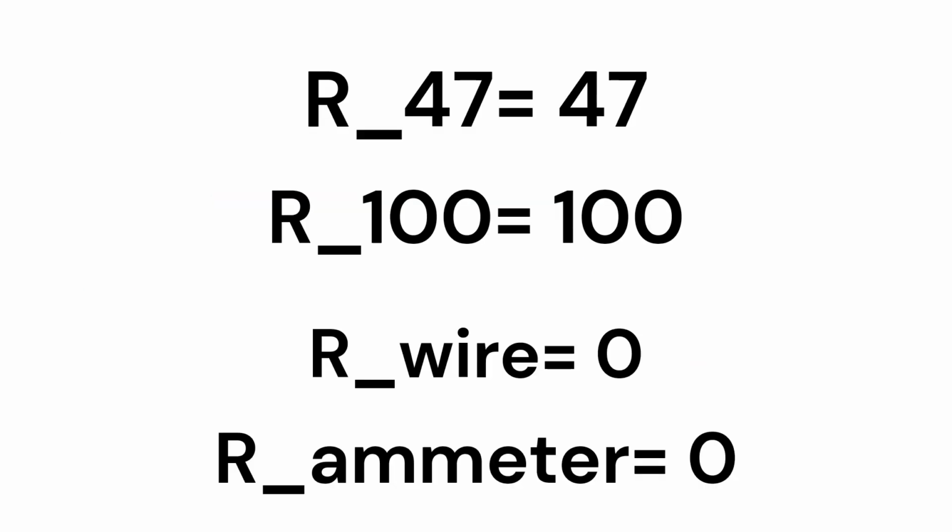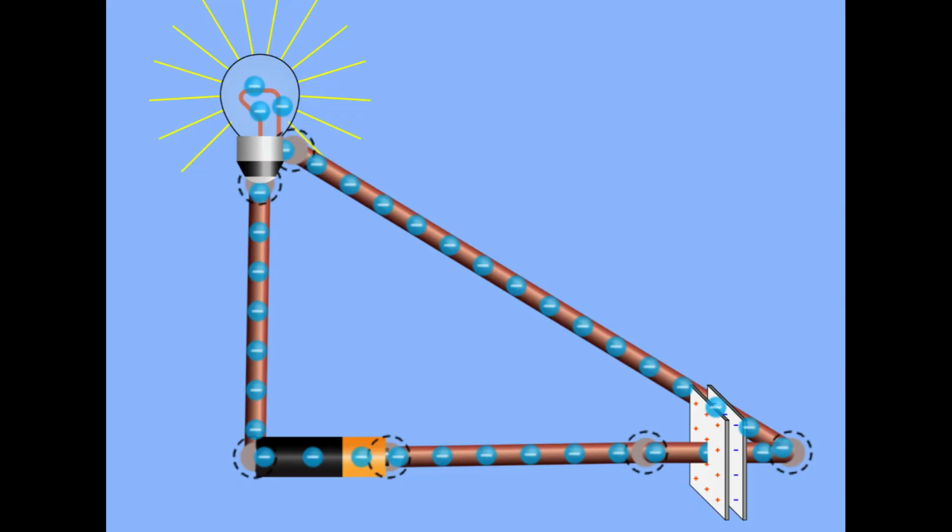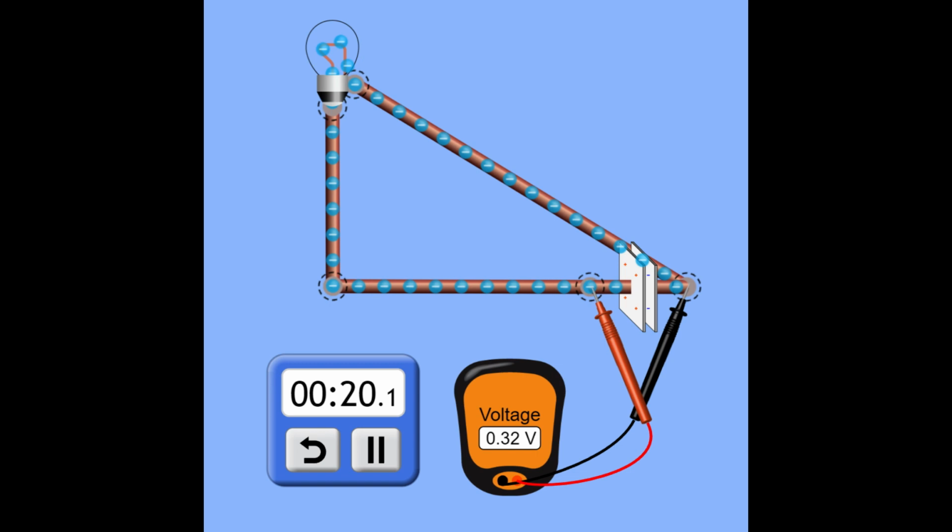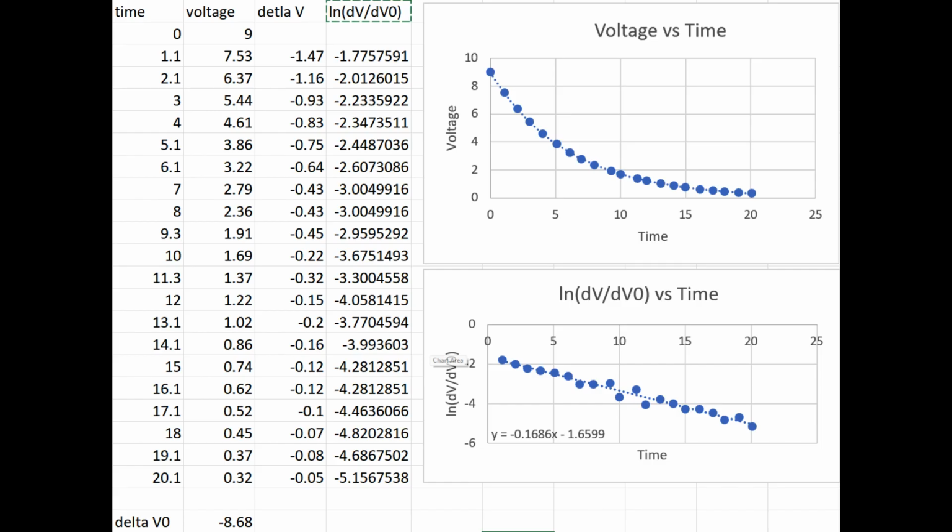Next, I calculated the resistance for various components of my circuit. Then I created the RC circuit and observed the way the capacitor affected the light bulb. Next, I collected the voltage data every second as the circuit discharged in order to calculate the time constant. I put all of this into a spreadsheet and made some graphs from my experimental data.